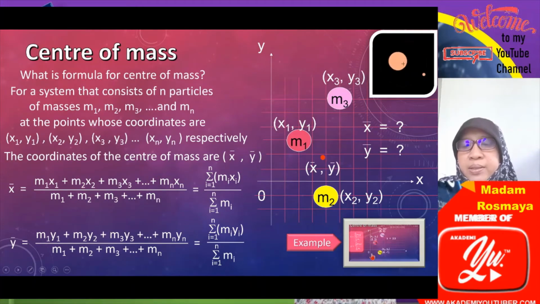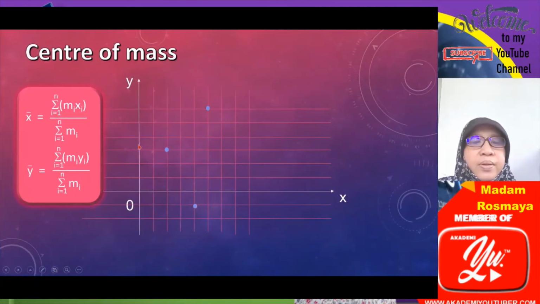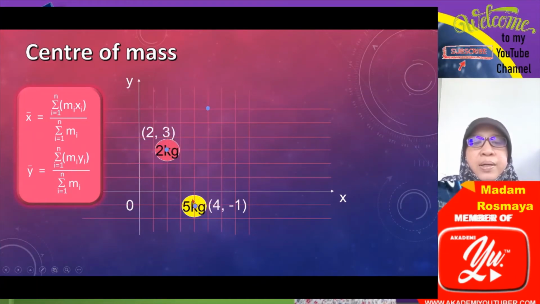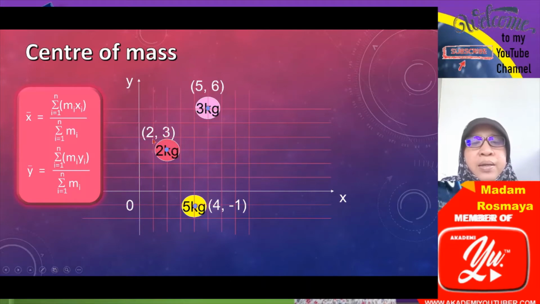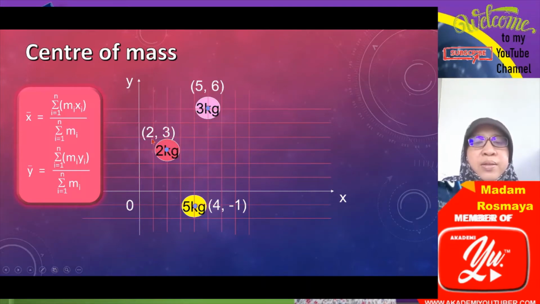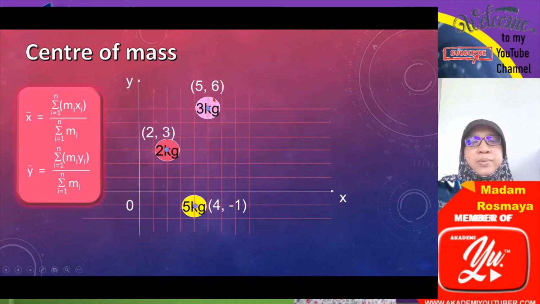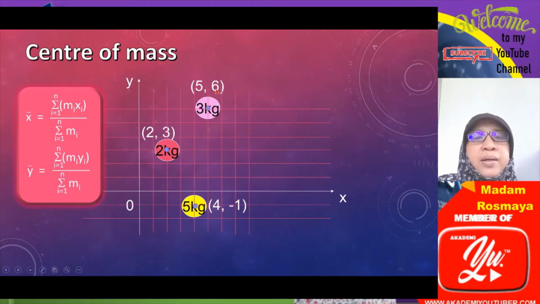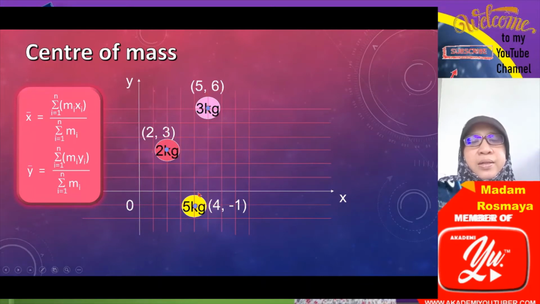Okay, so for the example, let's say the mass of this object is 2 kilogram, this object 5 kilogram, and this object is 3 kilogram. The coordinates are given: for the first object, object 1, it is 2, 3. Coordinate of the object of 5 kilogram is 4, negative 1. Okay, 1, 2, 3, 4, so negative 1. And the third object of 3 kilogram is at the coordinate 5, 6. Here 5 and here 1, 2, 3, 4, 5, 6.